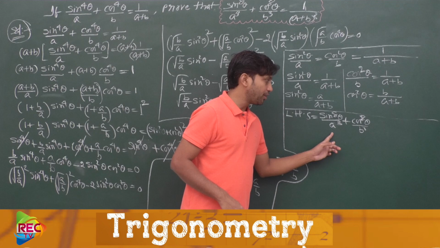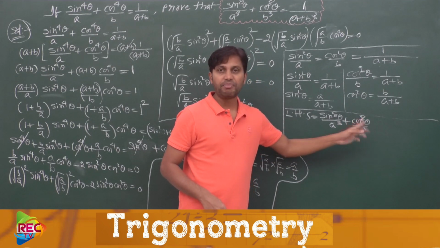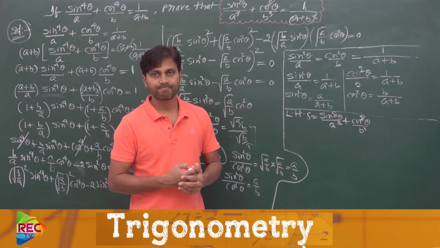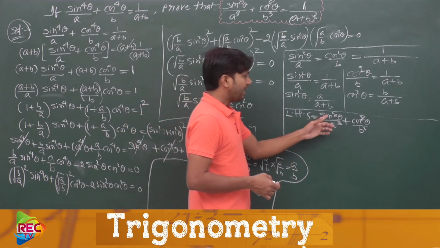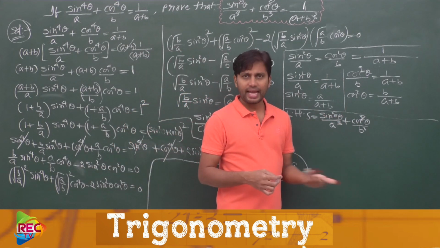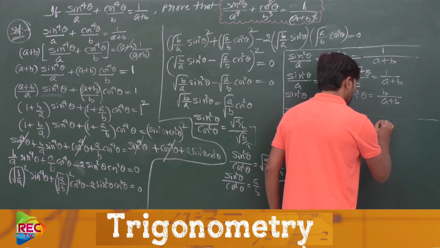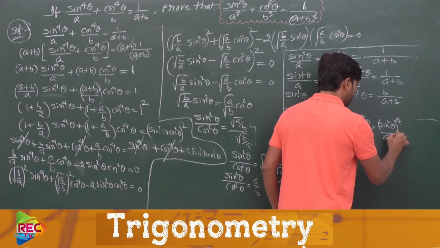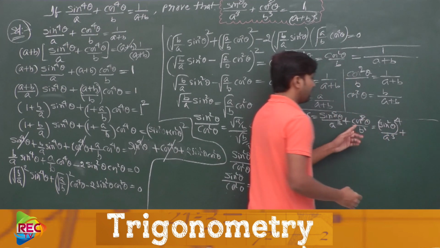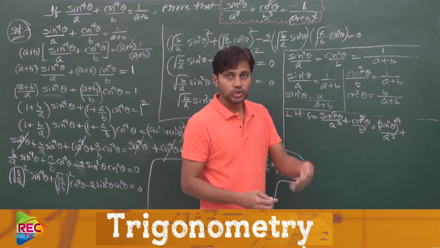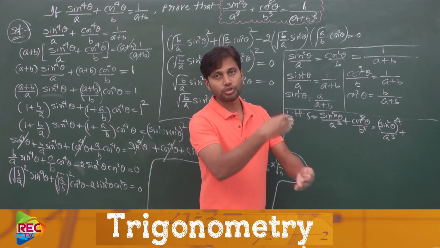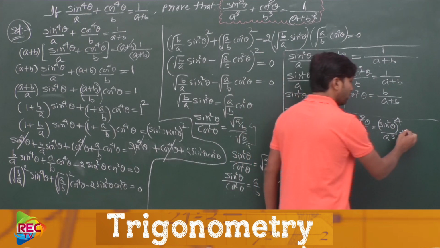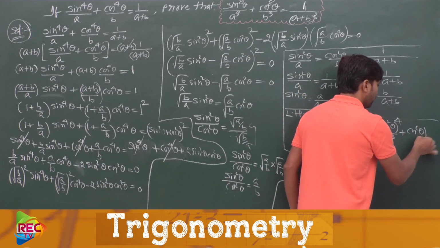sin power 8 theta by a cube plus cos power 8 theta by b cube. We took it like this. Now let us rewrite this sin power 8 theta as sin square theta whole to the power of 4 by a cube, plus, we can write cos power 8 theta also as cos square theta whole to the power of 4, or not? Yes. Cos square theta whole to the power of 4 by b cube.